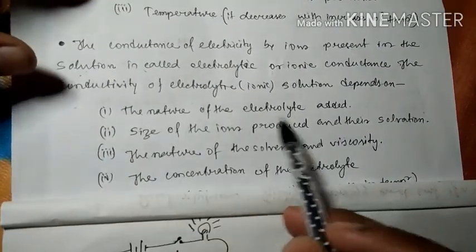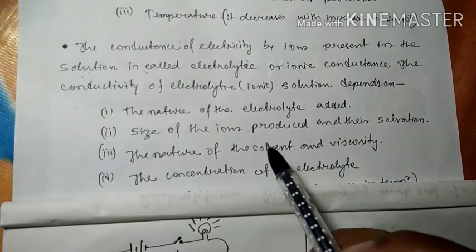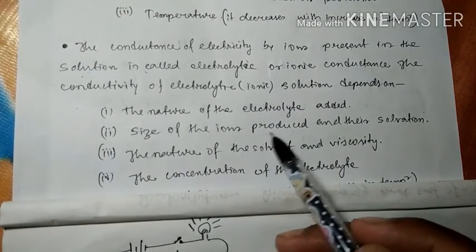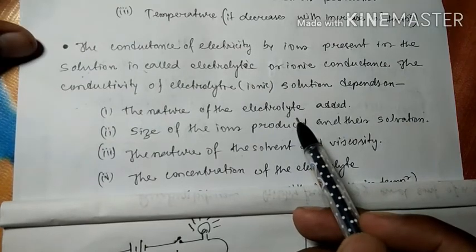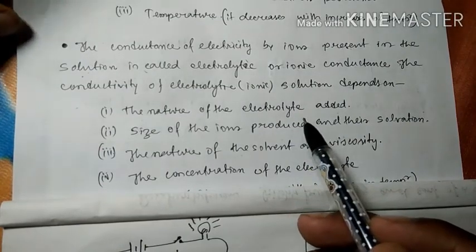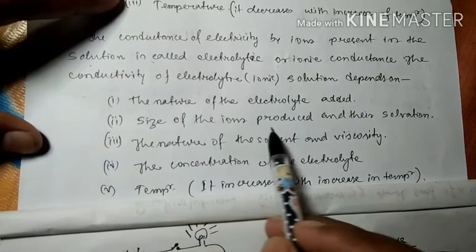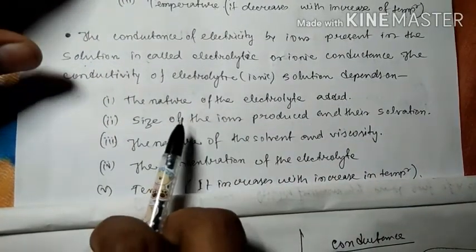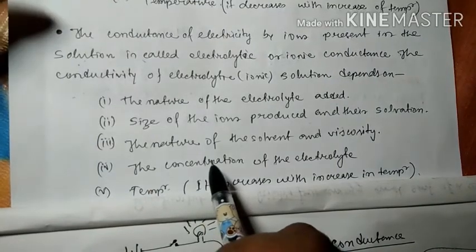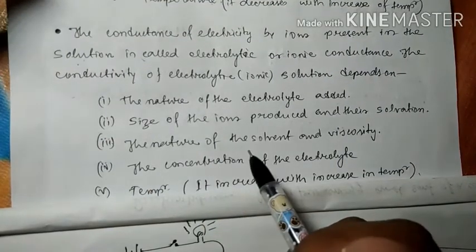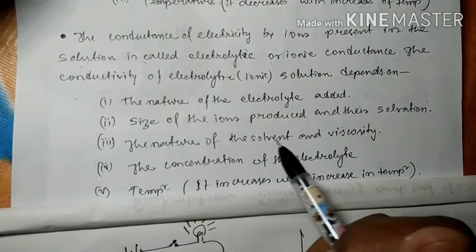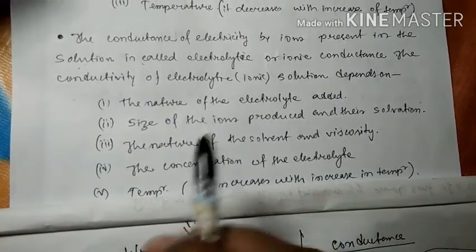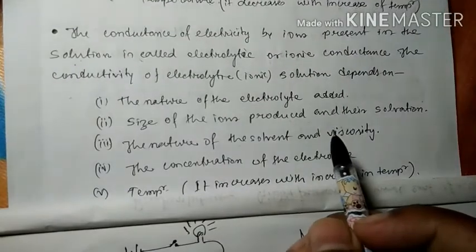Now, what are the factors? See, the nature of the electrolyte added. If we add a strong electrolyte, then the conductance will be high. If it is a weak electrolyte, then conductance will be low. Next, the size of the ions produced in the solution. If the size of the ions is bigger, then the movement of the bigger ions will be slow. That means conductance will be low. If the ions are smaller, then the ions can move easily, that means the conductance will be high.